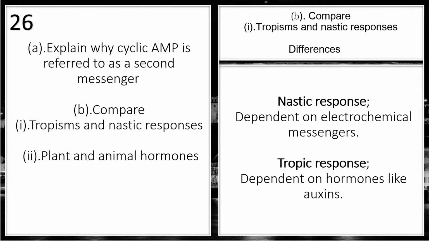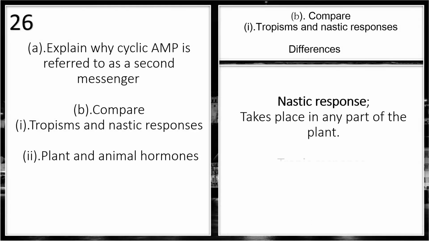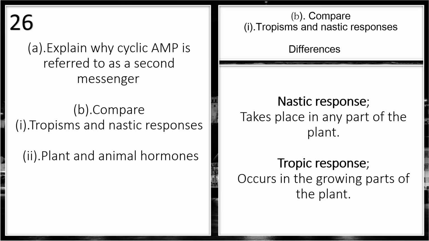Nastic response depends on electrochemical messengers. Tropic response depends on hormones like auxins. Nastic response takes place in any part of the plant. Tropic response occurs in growing parts of the plant.